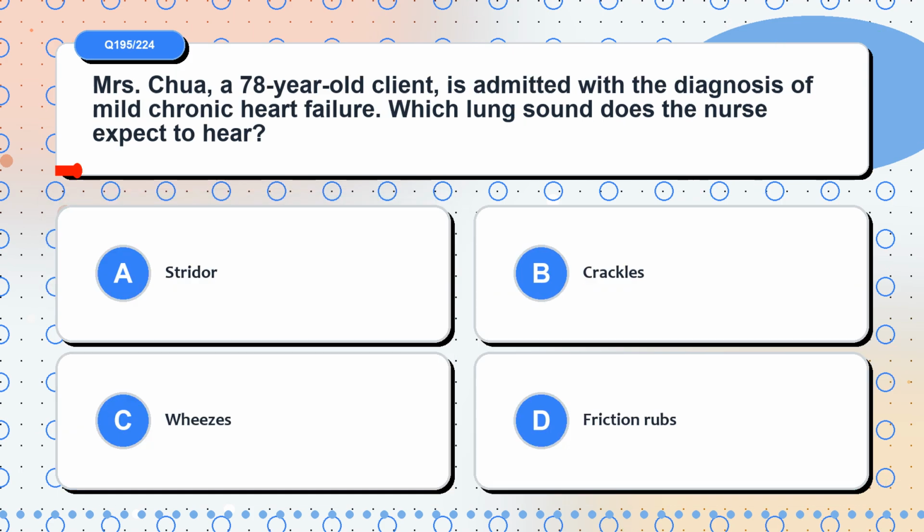Question 195. Mrs. Shua, a 78-year-old client, is admitted with the diagnosis of mild chronic heart failure. Which lung sound does the nurse expect to hear? Here are the options. Option A. Stridor. Option B. Crackles. Option C. Wheezes. Option D. Friction rubs.